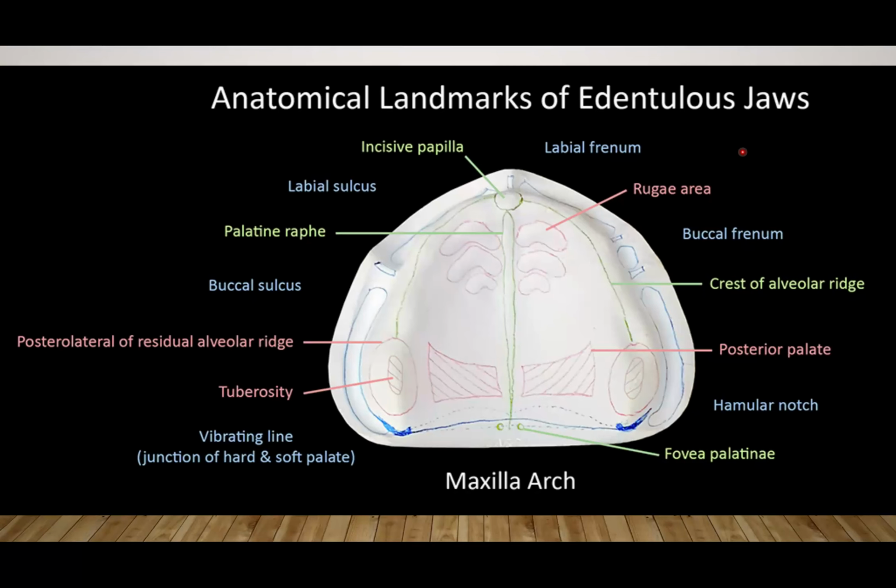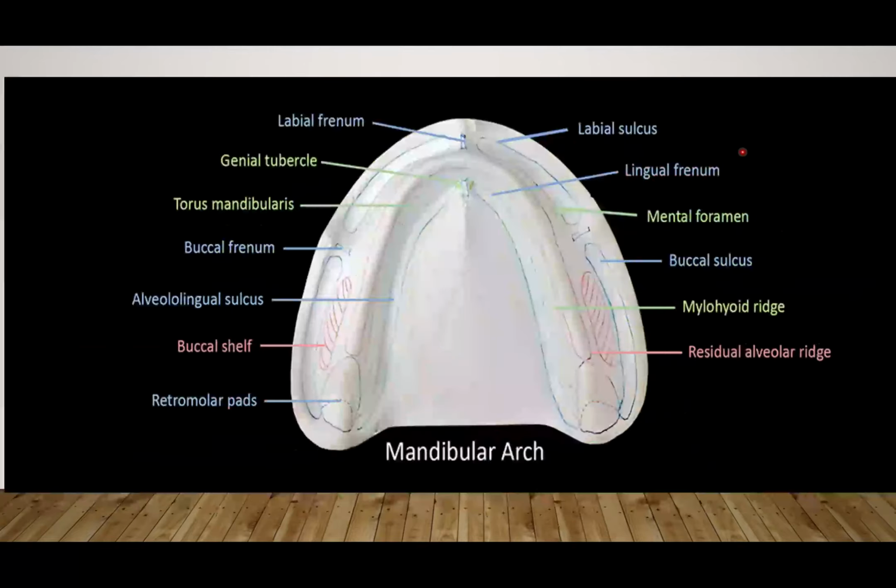Similarly, your labial frenum, labial sulcus, buccal frenum and buccal sulcus, and your hamular notch and vibrating line will determine the extent of your maxillary complete denture. Coming on to your mandibular complete denture anatomical landmarks, your limiting structures will be your labial frenum, labial sulcus, buccal frenum, buccal sulcus, and your retromolar pad will be your posterior extension of your mandibular complete denture, followed by alveololingual sulcus and your lingual frenum. So this is the extension.